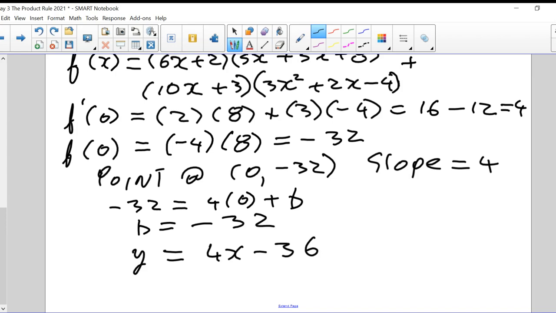I know, yes, I really am not doing this on purpose. And then the 36 should become 4x minus 32, which makes sense because this is just the y-intercept of the function, right?